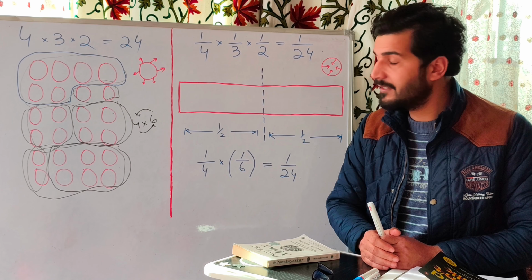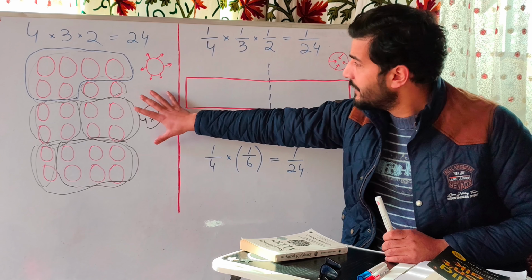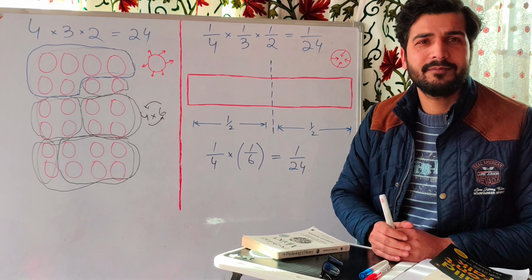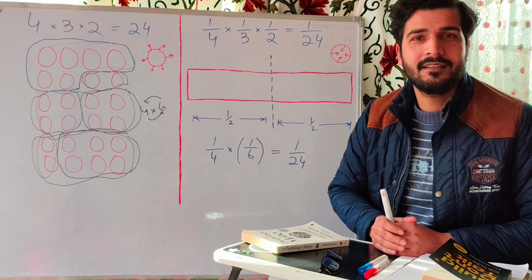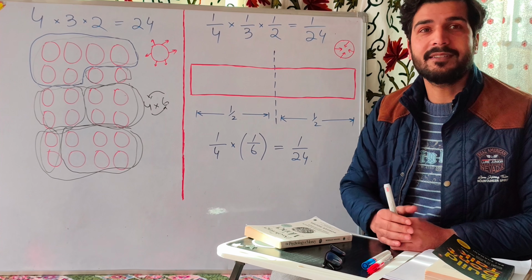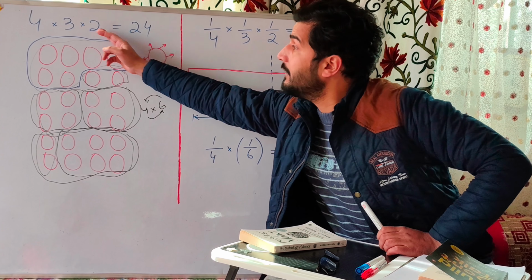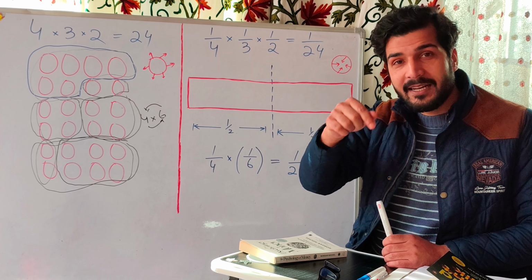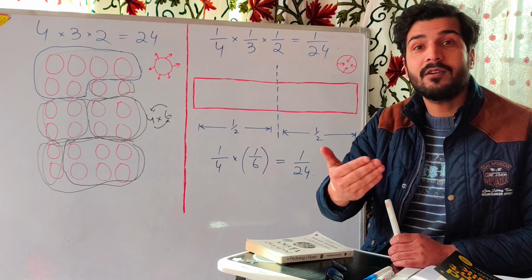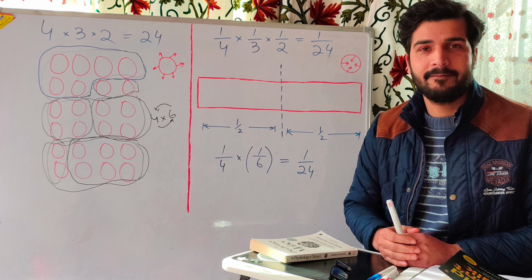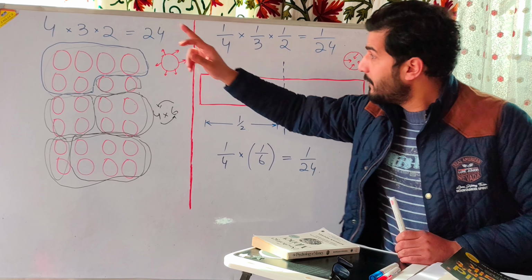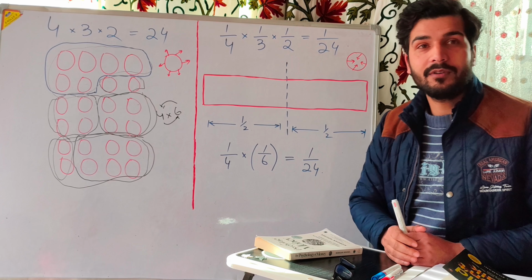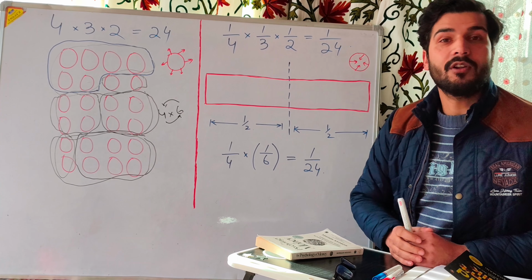This is quite obvious for a student, even for an educator, to show at the foundation level. But what happens whenever we take the inverse of these numbers? In place of 4, we take 1 by 4. In place of 3, we take 1 by 3. In place of this 2, we take 1 by 2. And in place of this 24, we take 1 divided by 24 on the right hand side.